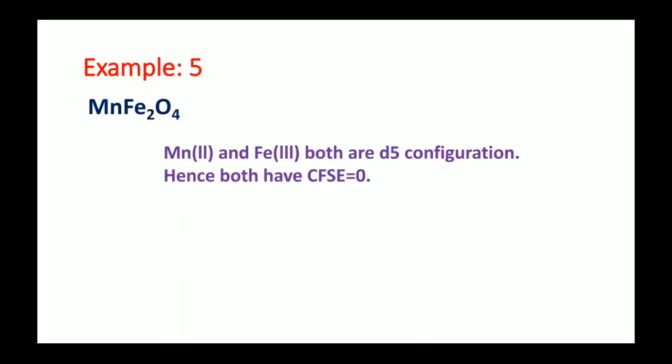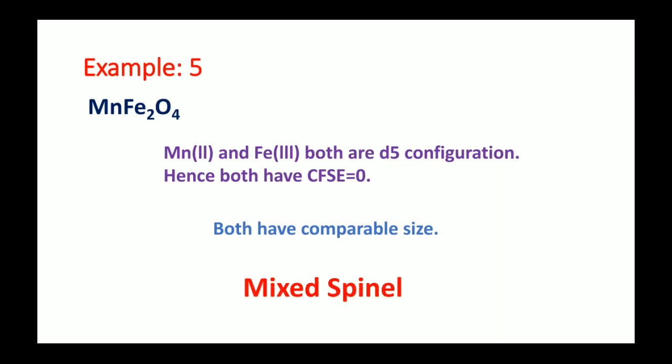So in example 5 we take MnFe2O4. In this case you can see that manganese 2+ and Fe3+ both have a d5 configuration, and hence the CFSE is 0. Both are in the middle of the same period, and hence both have compatible size. So what will happen is that we will get a mixed spinel.